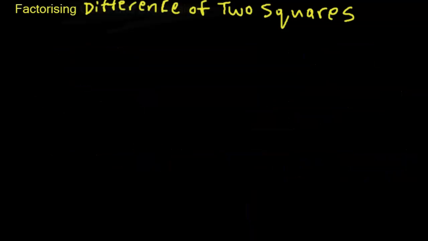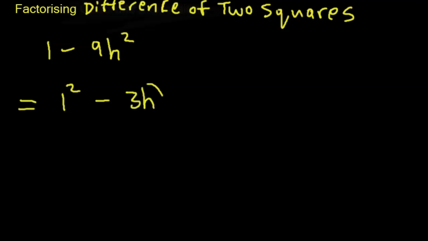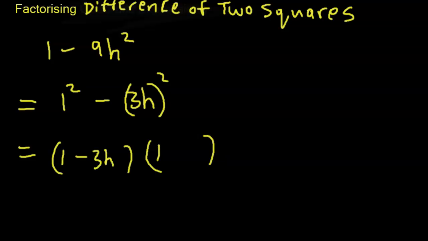Let's look at another one. 1 minus 9h squared. Of course, we can rewrite both of these terms as squares. So 1 is 1 squared, and 9h squared. How can we rewrite 9h squared? It's (3h) all squared. So in our brackets, we'll have 1 minus 3h and 1 plus 3h.